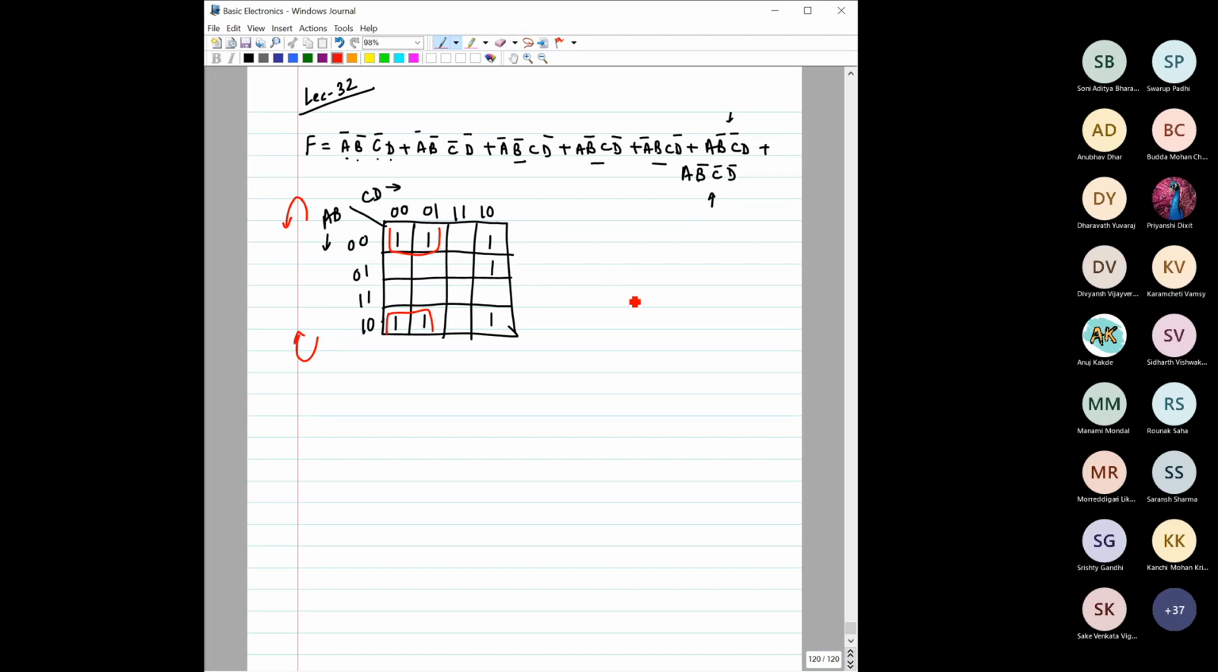So for this, what will be the combination? Let us write it as well. Between A and B here, A is changing, so A we should neglect, and B is constant at 0. So it should be B bar, right? Now here for CD, C is constant and D is variable. So D you should neglect, and C is constant at 0. So it is C bar. So it is B bar, C bar.